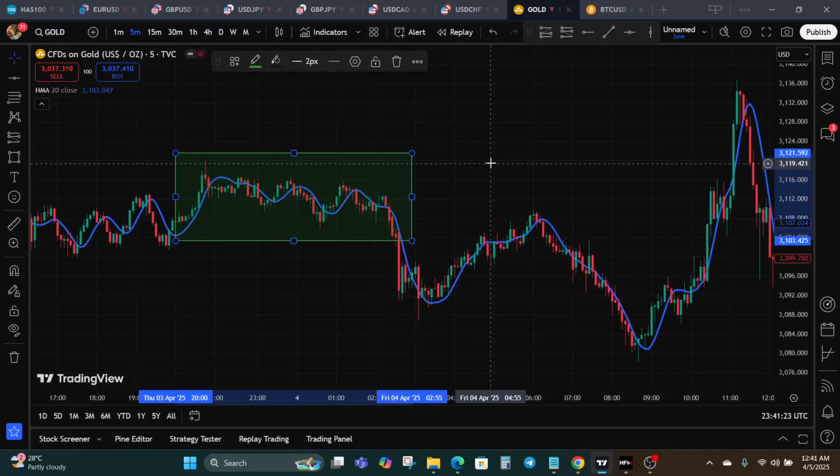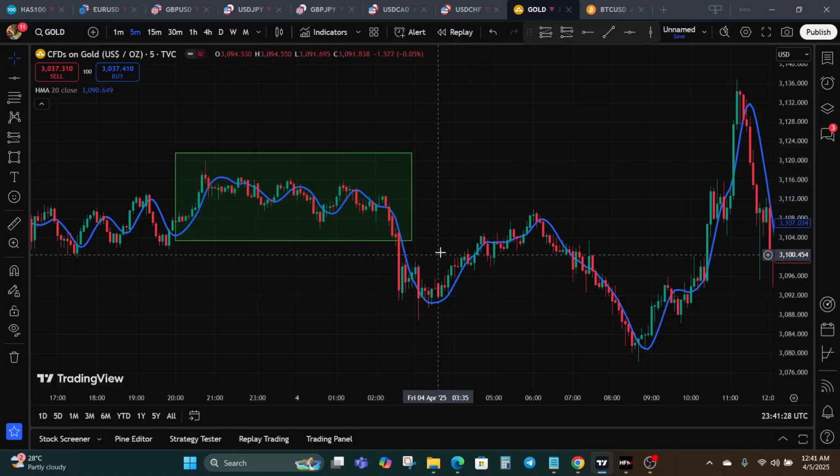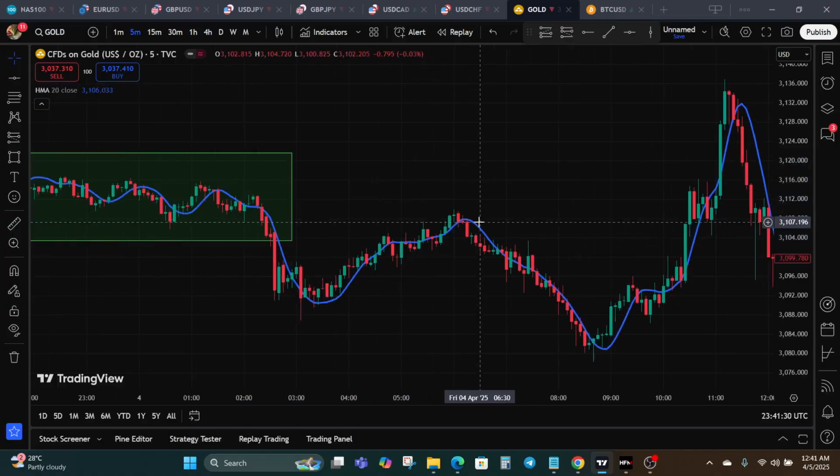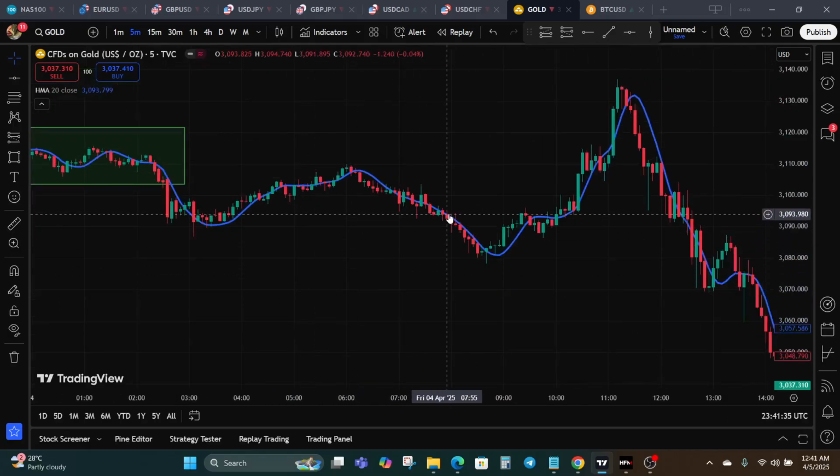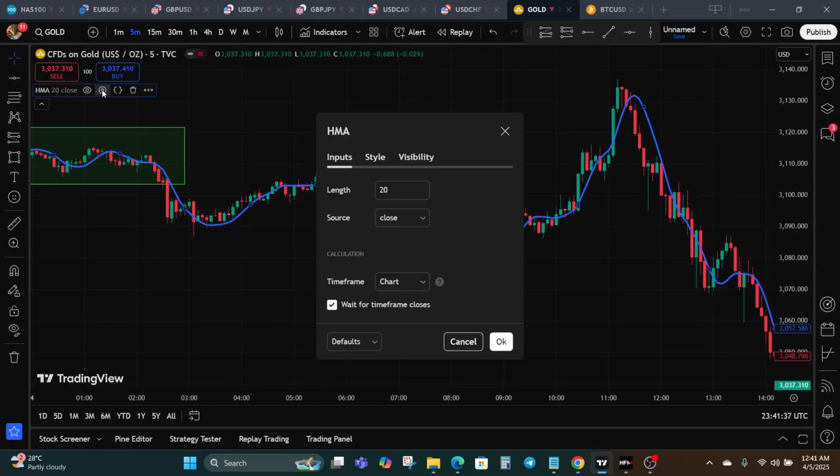Which makes it excellent for identifying real trends and avoiding fakeouts. Once you add it to your chart, I recommend adjusting the length based on your trading style. If you are a scalper, for scalping, you can go with a shorter period like the 9 or 14. For swing trading, you can use a 21 period or even a 55 period, depending on your trading style.